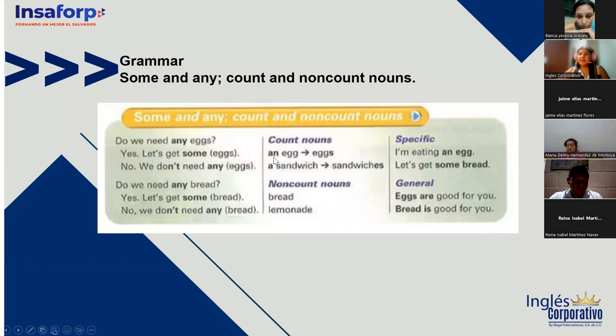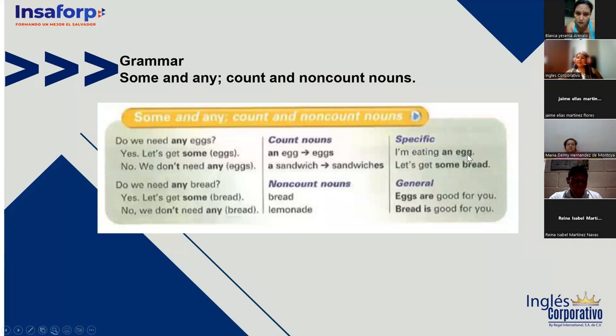Okay, count nouns. Los podemos contar, we can use article, los artículos que ya conocemos, que es a o an, dependiendo la primera letra de la siguiente palabra. In this case is an egg, okay, or a sandwich, okay. You can make them plural, entonces ya no va a llevar el a o el an, sino que si lo hace plural, puede utilizar some or any, okay? And non-count nouns, bread and lemonade. Examples, okay? A specific information and general information, okay? This is for a specific information.